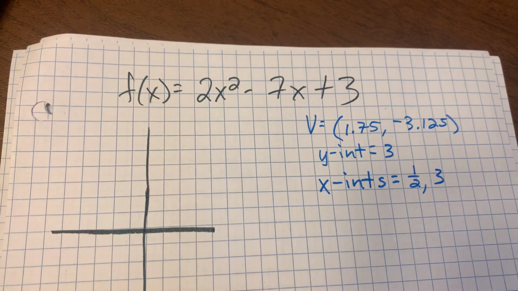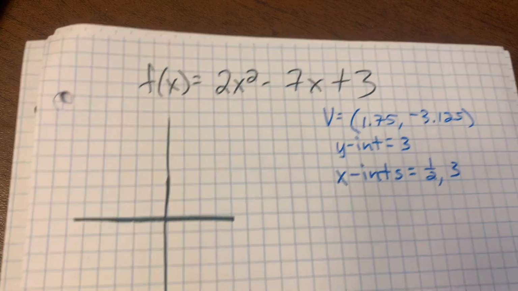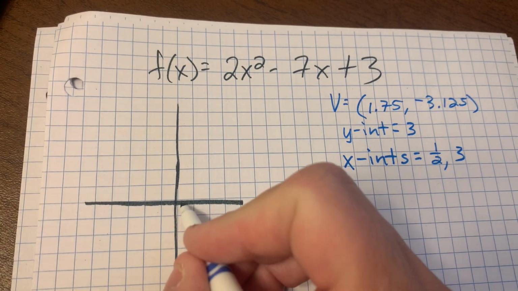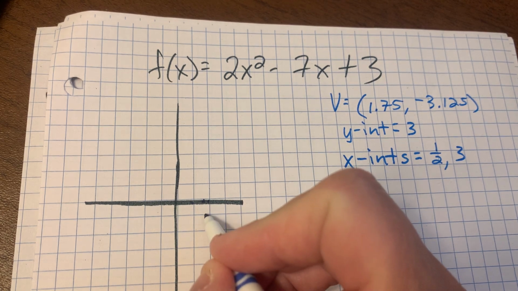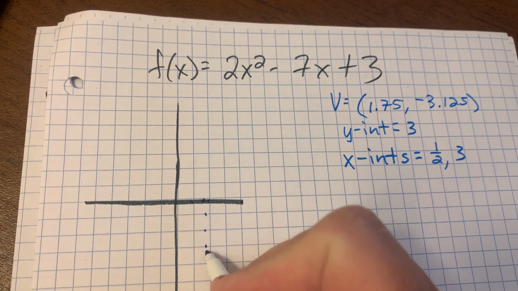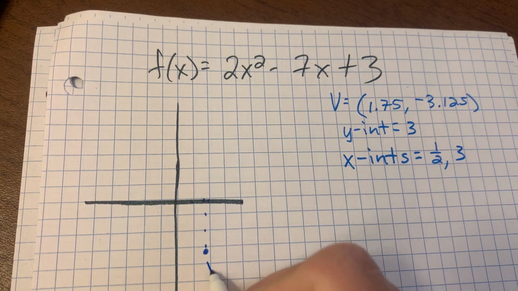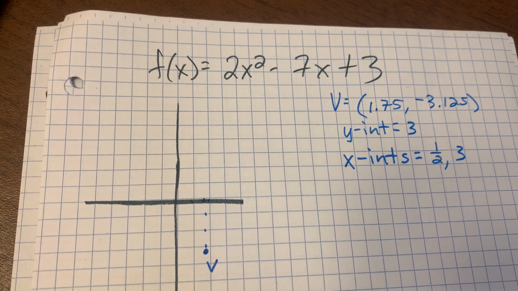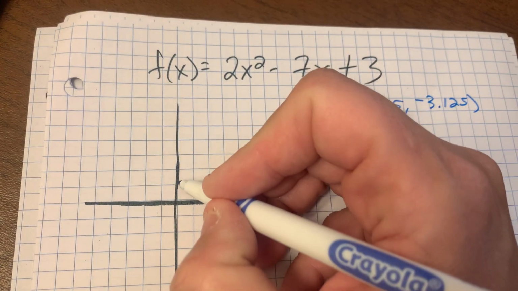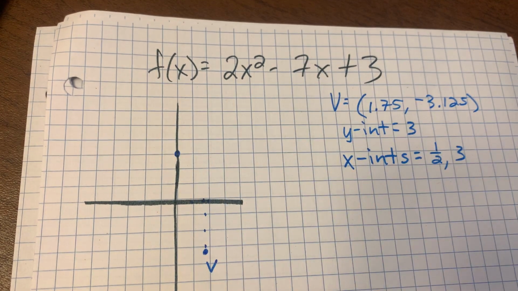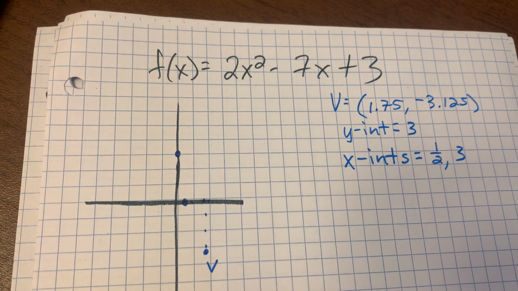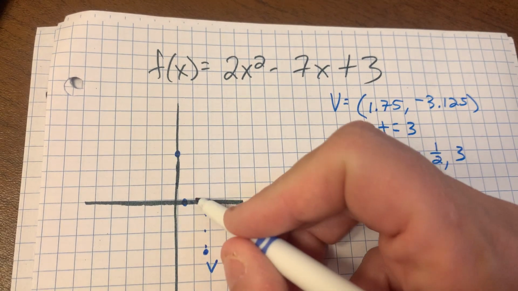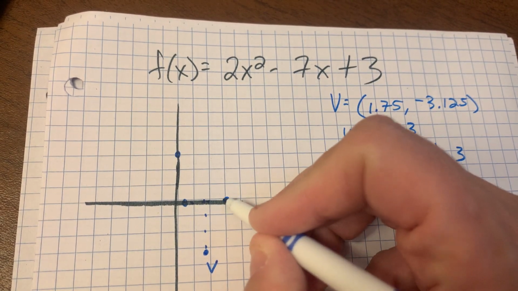All right, let's do a sketch of this thing. Should be fun. I'm going to go over to 1.75, so somewhere around here. And then I have to go down 1, 2, 3, and a little bit more. So there's my vertex. My y-intercept is 3. That's over here. 1, 2, 3. I have an x-intercept of 1/2. That's here. I also have an x-intercept of 3. So let's see. 1, 2, 3.